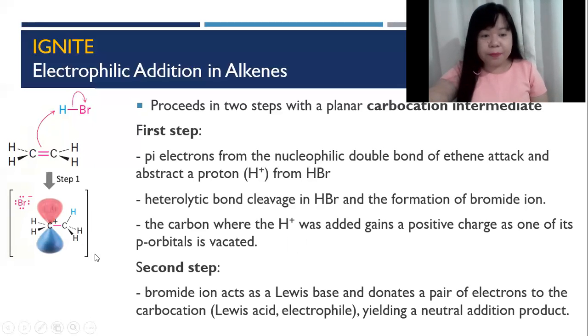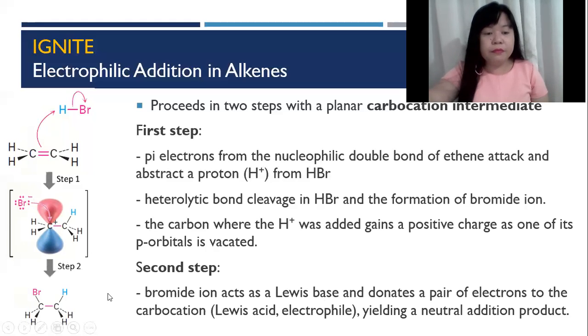In the second step, the bromide ion acts as a Lewis base and donates a pair of electrons to the carbocation. So this has a net positive charge, this has a net negative charge, so they're going to attract each other and produce a neutral product. So that is described by this arrow, the movement of electrons from bromide to the positive part of the carbocation, forming another bond. So this is now the final product.